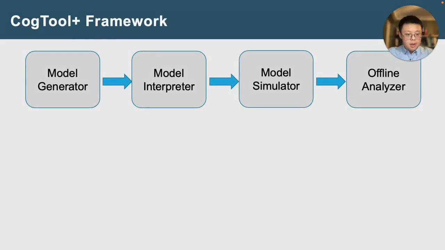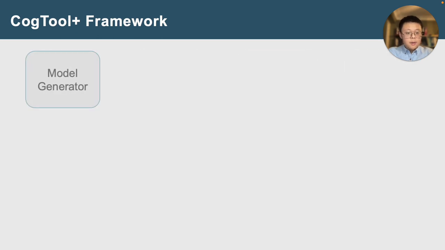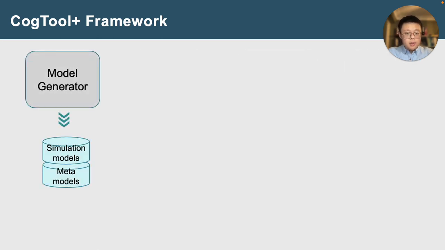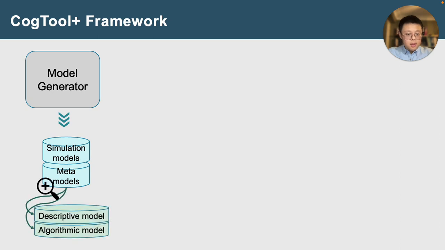Having all the challenges in mind, we developed a new cognitive modeling software framework, CogTool+. It consists of 4 main components: model generator, model interpreter, model simulator, and offline analyzer. The model generator generates the simulation model and the meta model. The simulation model is used to define simulation settings and parameters. One meta model consists of a descriptive model and an algorithm model, where the descriptive model is for the high-level user interface and user interaction description, and the algorithm models are plug-and-play components written in JavaScript or CSV to support parameterization and automation.